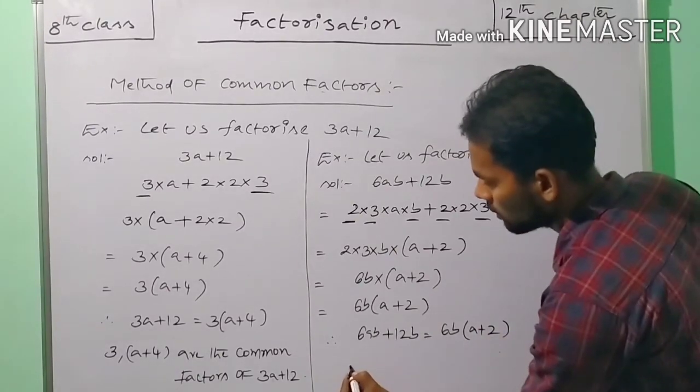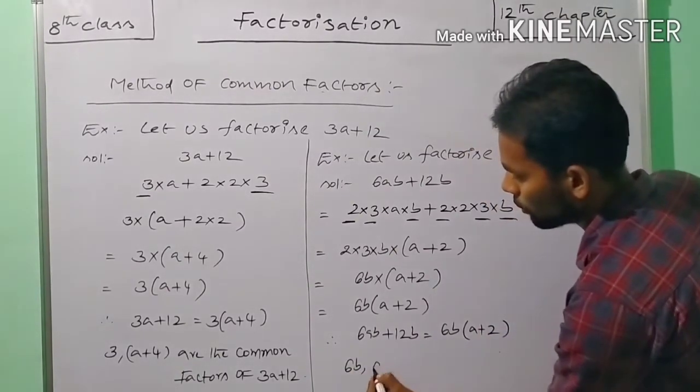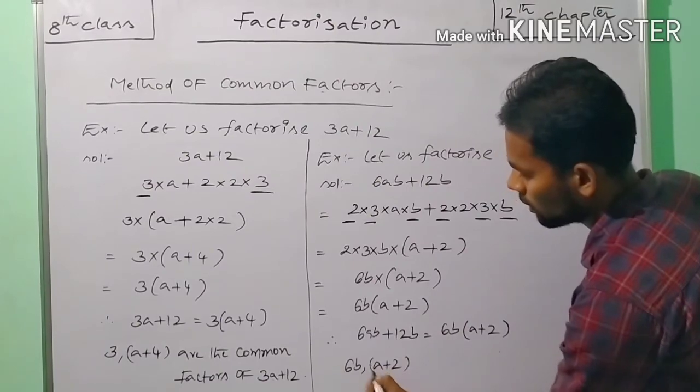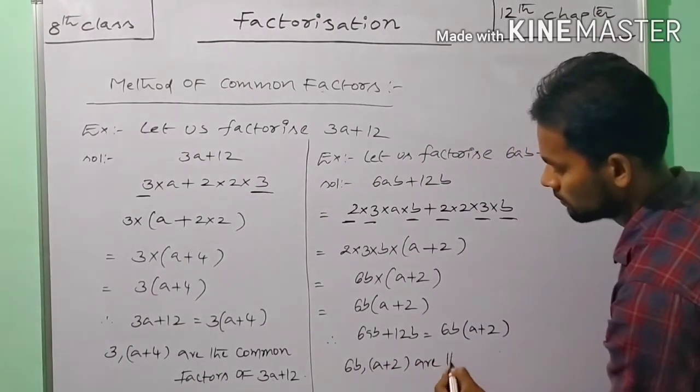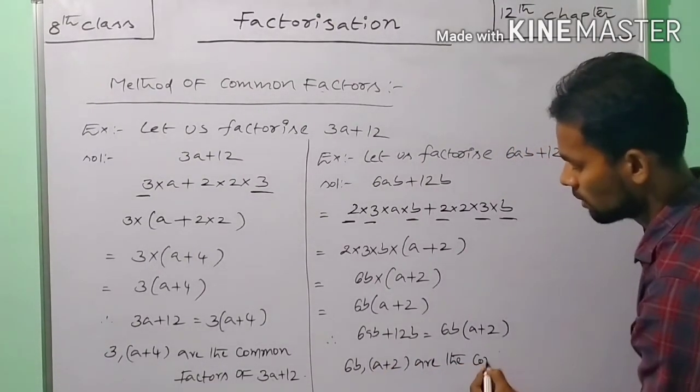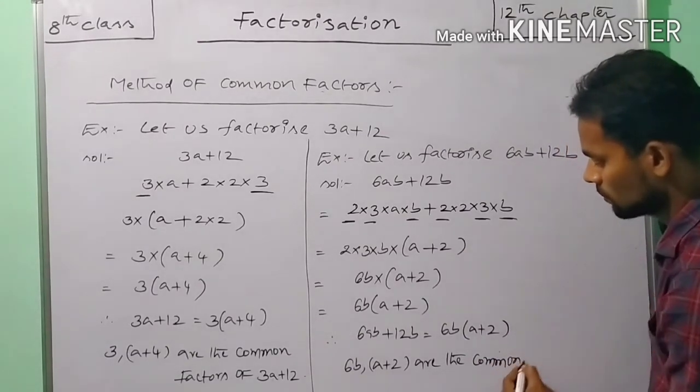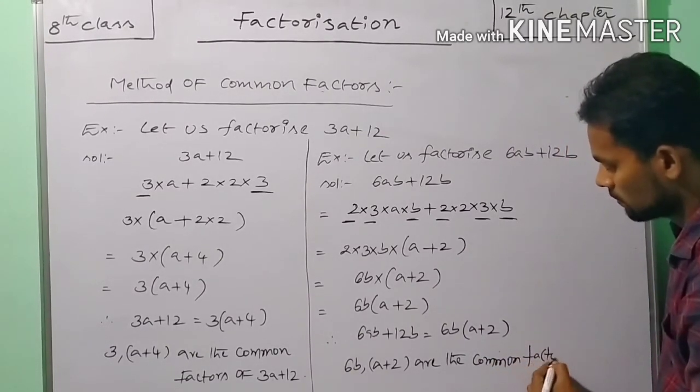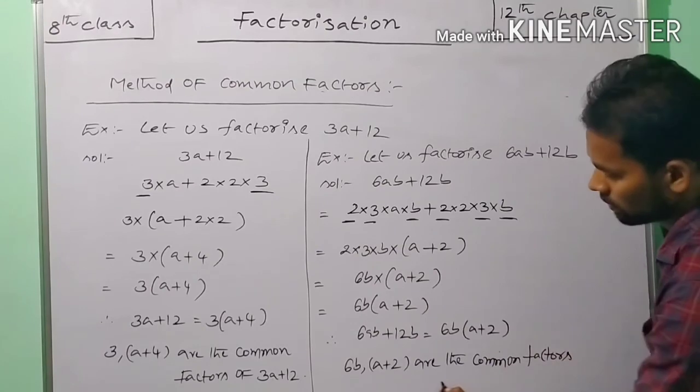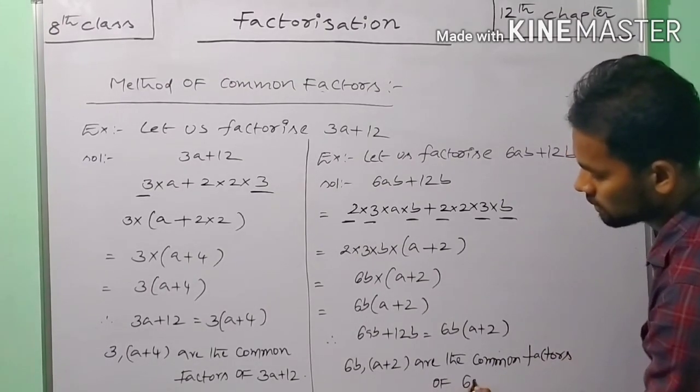So here 6b and a plus 2 are the factors of 6ab plus 12b.